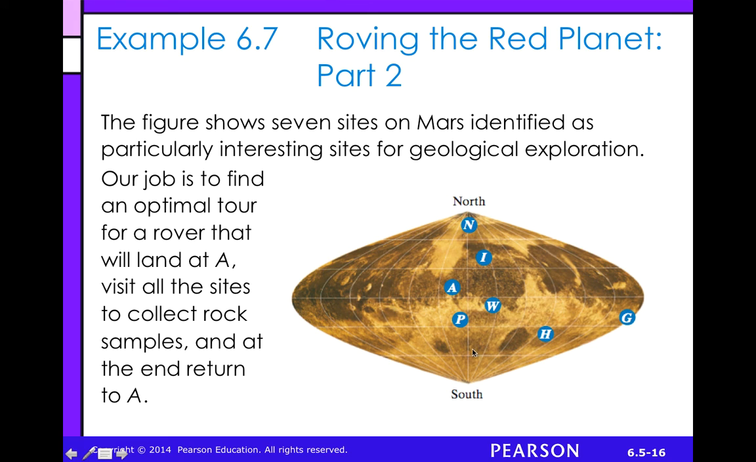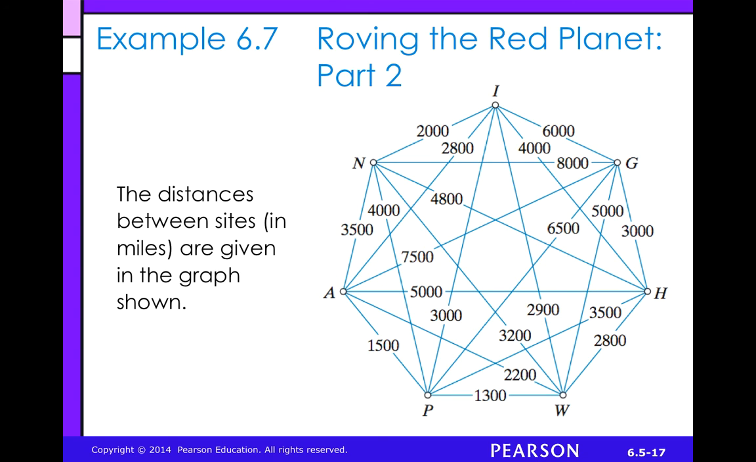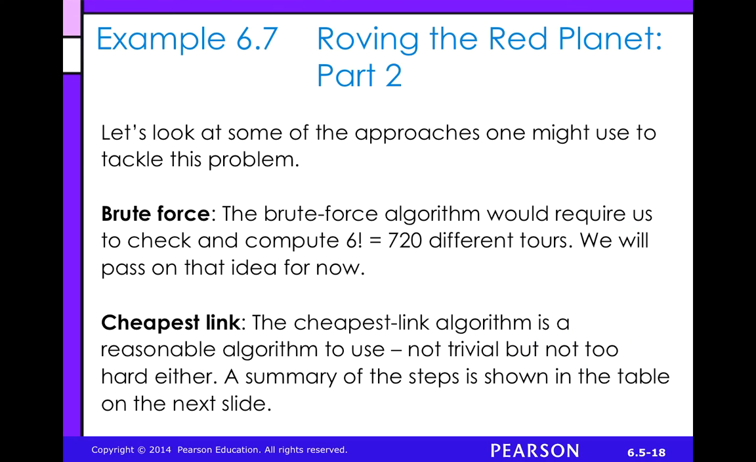So let's solve this original traveling salesman problem from the beginning of the video using cheapest link. So I guess the home base is A. So he's sitting at home base. The rover has to go to all the other 6 sites and return back to A. And of course, the rover wants to visit each site exactly once. The distance is, oh, it is in miles. Man, that's a long ways. 8,000 miles? Okay. So anyway, they're given in this graph, which we've already looked at a little bit.